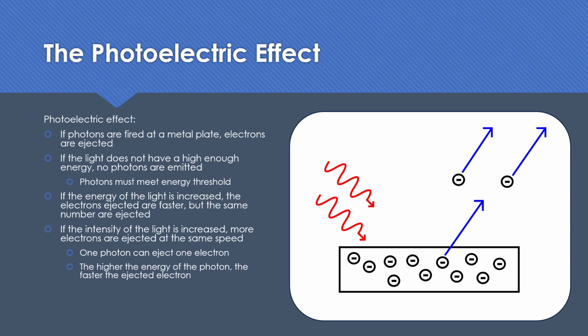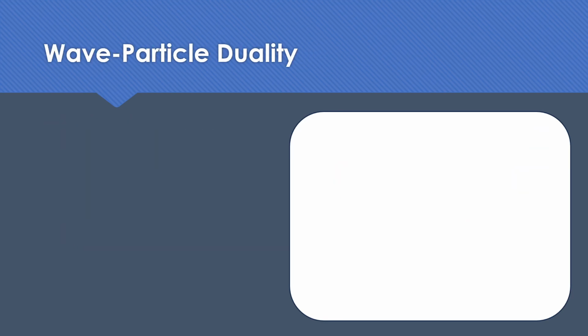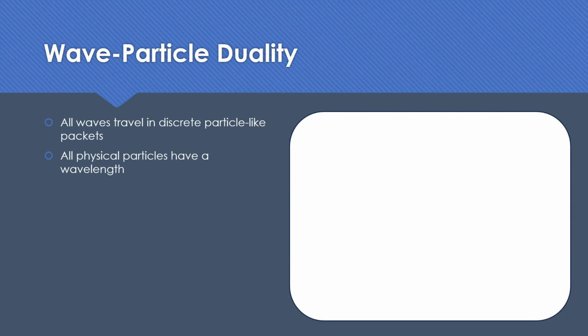And it led to this idea of the wave-particle duality of nature. So all waves travel in discrete particle-like packets. Waves, even though they're massless, have a particle-like quality to them. That's where we get photons. Photons are just like one particle of a wave, is one way to think about it. They're not actually particles. They don't have physical mass, but they function like particles in the sense that they come in chunks. And then all physical particles have a measurable wavelength.